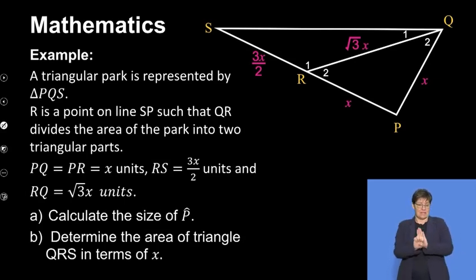Okay, let's go to our next example. In this example, we've got a triangular park, represented by PQS. R is a point on the line SP such that QR divides the area of the park into two triangular parks. PQ is equal to PR, which is equal to X. So those two are both X, meaning those two lines are equal. Remember, if those two lines are equal, we have an isosceles triangle, making that angle equal to that angle. They give us the value for RS, and they give us the value for RQ being √3 X units. They want us to calculate first the size of P, and then the area of the triangle QRS in terms of X.